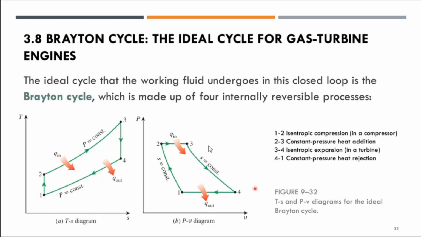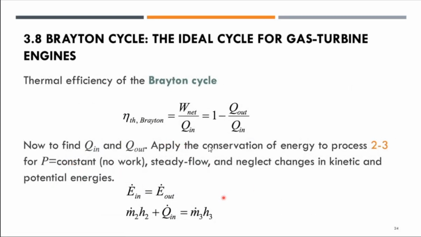constant pressure heat rejection at the nozzle, 4 to 1, constant pressure heat rejection, okay, right? We can say that the thermal efficiency of a Brayton cycle is equal to the amount of work being done divided by the amount of heat being added. And this can also be translated into 1 minus Q out over Q in. You want to find what is Q in, what is Q out, right?